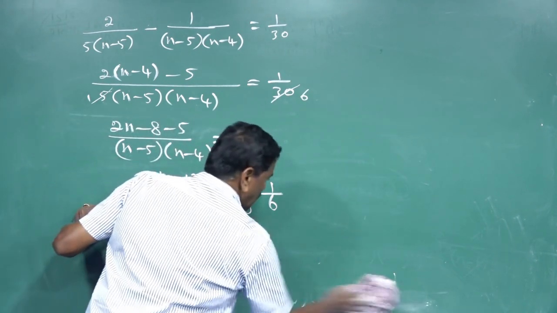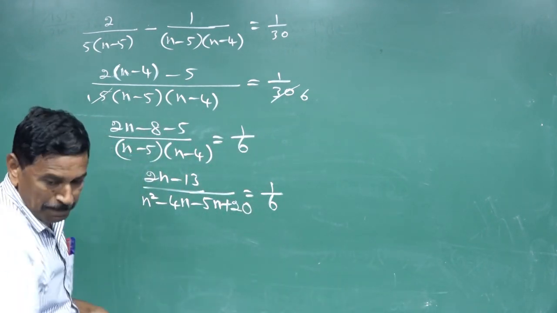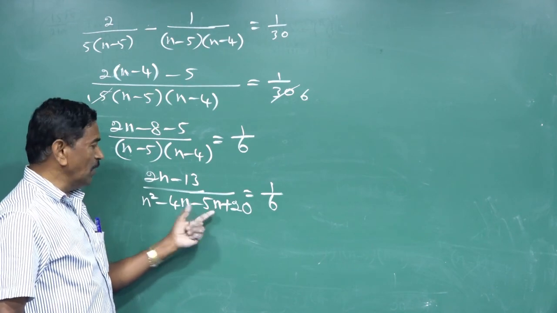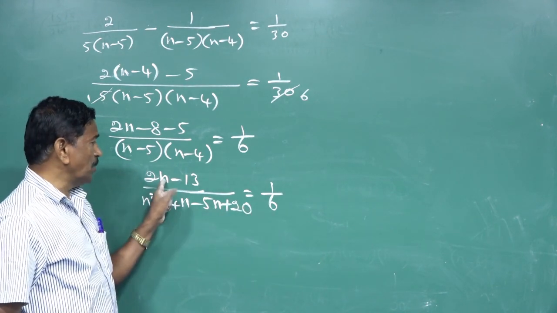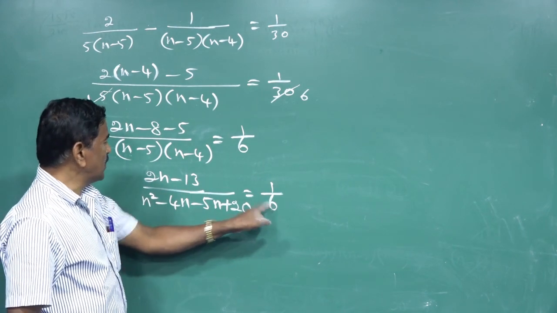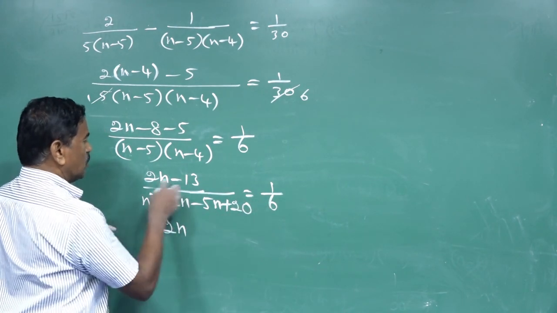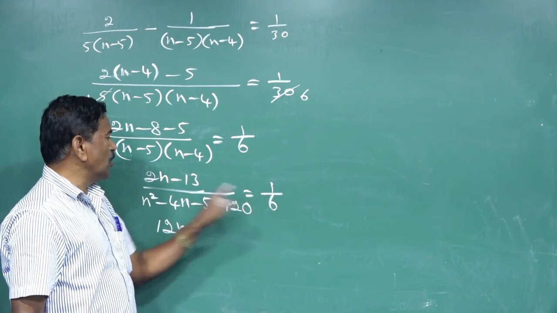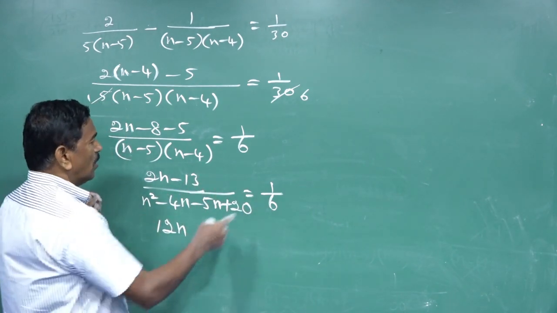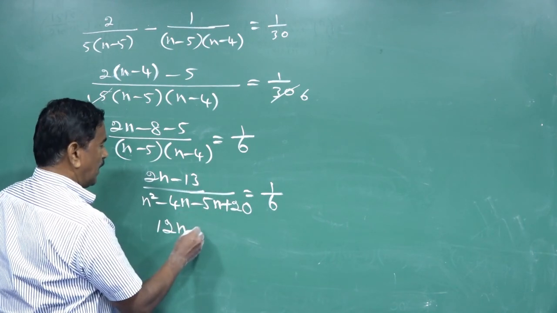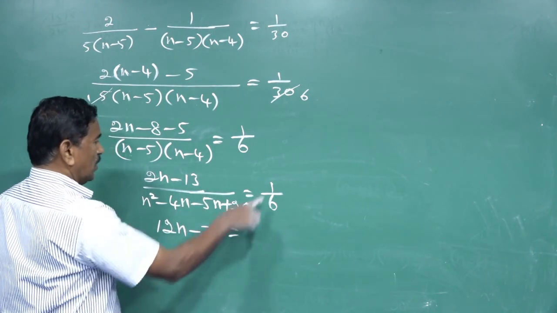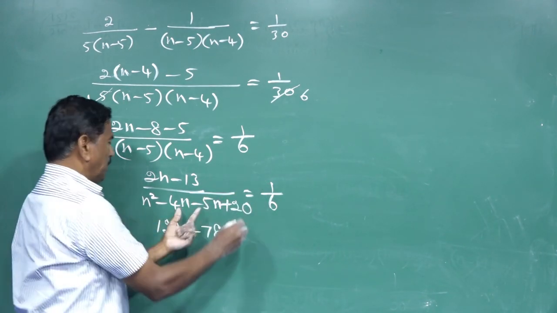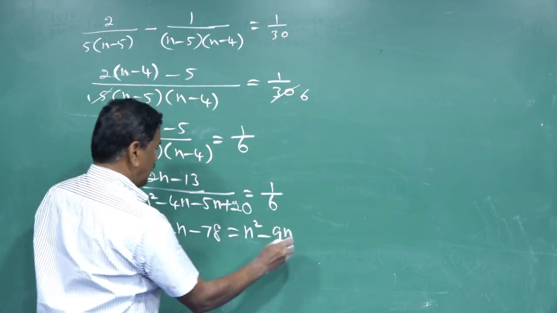Now, any other idea? Yes, in the denominator, minus 4n minus 5n equals minus 9n, and also cross multiply. By cross multiplying, we get 6 2s are 12n. 6 into 13: 6 into 10 is 60, 6 3s are 18, so 60 plus 18 is 78, minus 78, which is equal to 1 into the denominator, which is n square minus 9n plus 20.